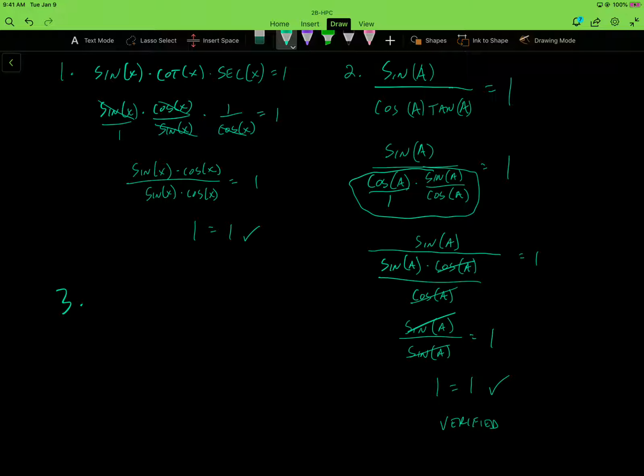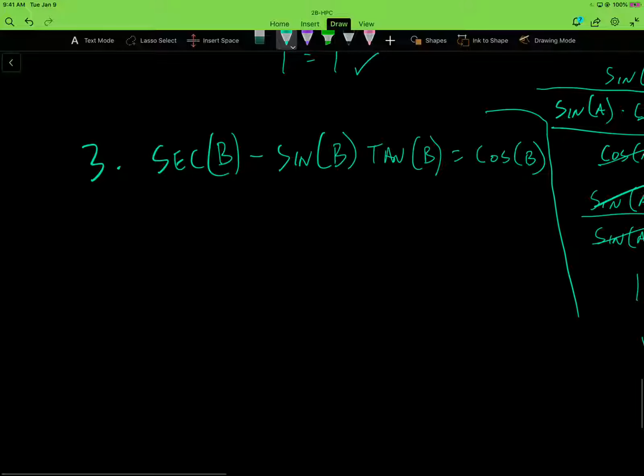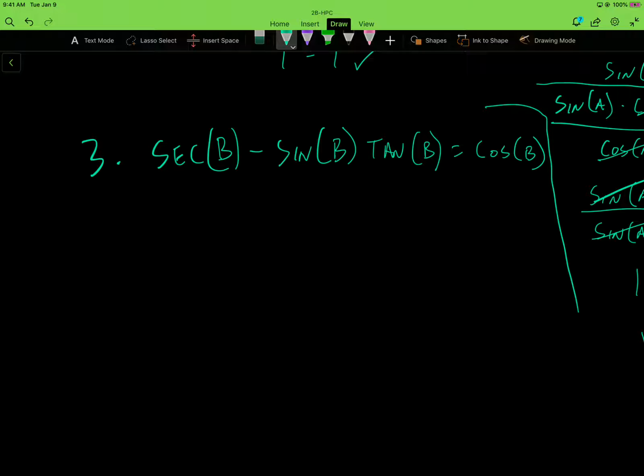Let's take a look here. Let's do secant of B minus sine of B times tangent of B equals cosine of B. All right, so once again, I don't see any trig squared. So I'm going to change everything to sine and cosine and try to do some algebra. Secant is going to be 1 over cosine of B minus sine of B times tangent, which is sine over cosine, and equals cosine of B.